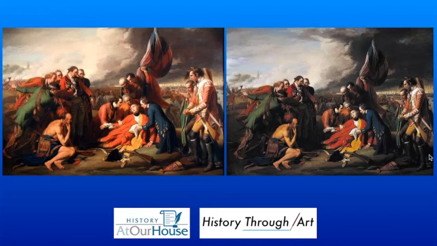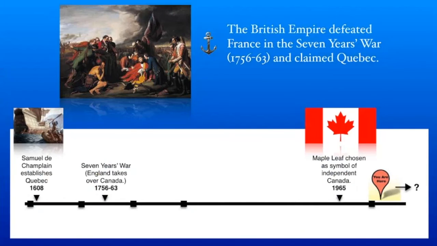Matthew, Caitlin, go ahead. Capture the flag. What does it mean when you capture the flag? He takes over. You win! Exactly! So this painting has to show the victory of the English over the French. The one on the left doesn't. The one on the left just shows the death of the commander. But the meaning of the death is that he fought in the war and won. England takes over Canada in the 7 Years' War.